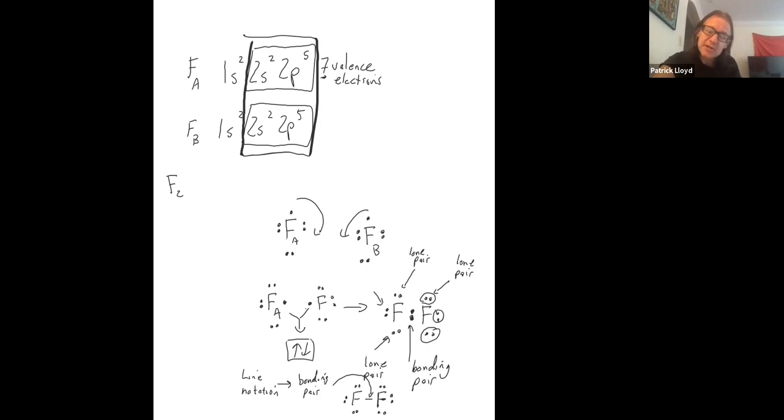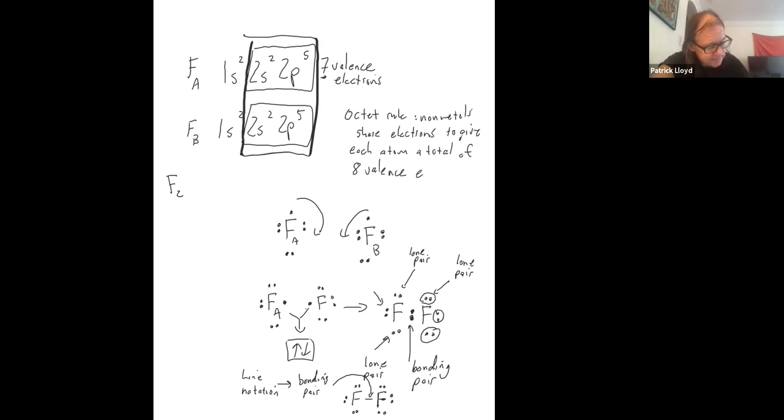And this is very common in nonmetals. It's called the octet rule, which is for nonmetals. This is where we share electrons to give each atom a total of 8 valence electrons. Seems to be a pattern. Okay, seems to be common. It is common. This is commonly observed.